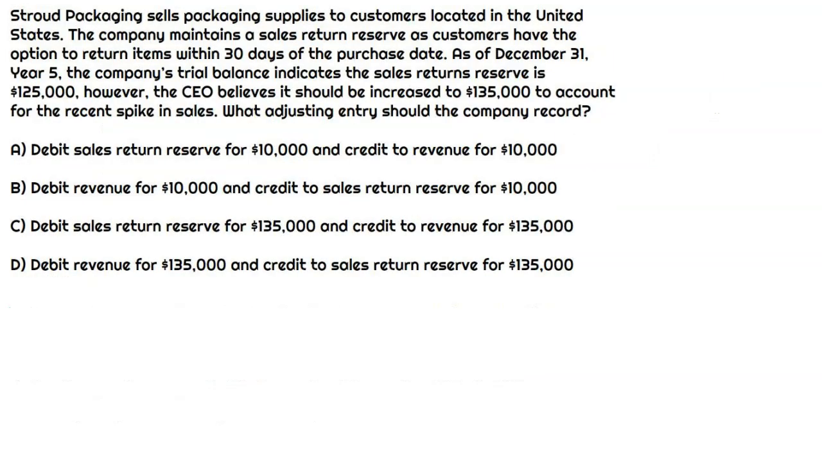So Stroud Packaging sells packing supplies to customers located all throughout the US. And they do have a return policy. They allow customers to return items within 30 days, right? So same as when you buy something off Amazon, you have 30 days to return that item. Now, ultimately, we need to figure out what adjusting entry the company should record for a change in their sales returns reserve.